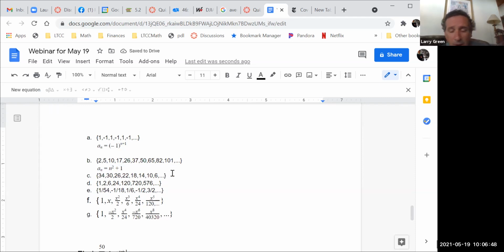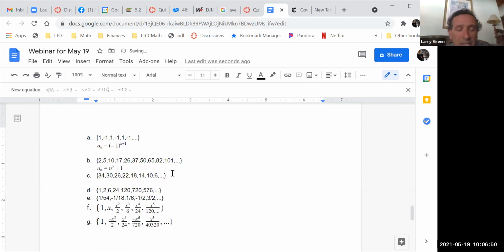A lot of the hard part about this particular chapter is recognizing patterns. Okay, and it's not like I can tell you the trick. You just have to recognize it. Okay, how about 34, 30, 26, 22, 18, 14, 10, 6? See if you can tell me what that one is. And hopefully you can. The hint is this one's similar to the quiz.